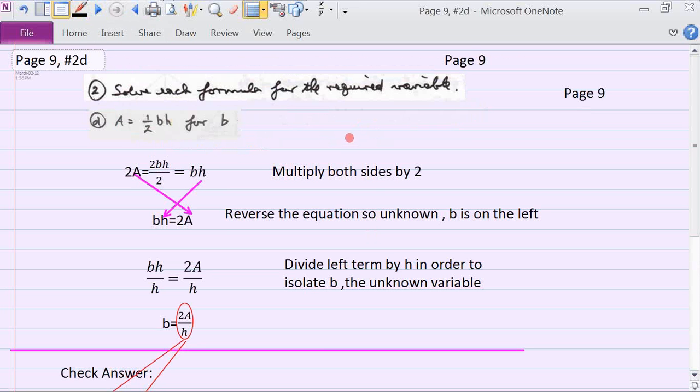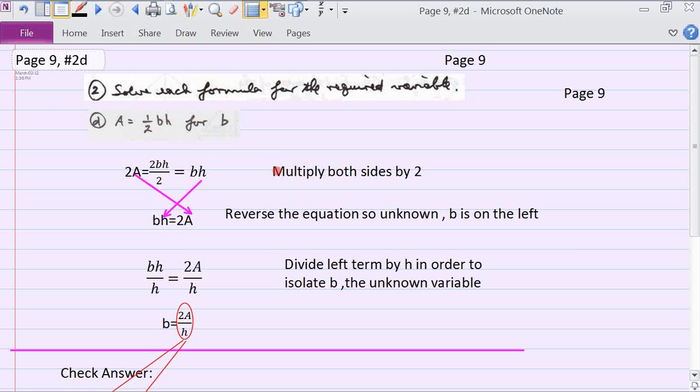Now 2D, we're told that the area is 1/2 times BH. This is the area for a triangle, so we know the height or the altitude. The area is 1/2 base times height, but we don't really need to know that for this because this is just solving for a variable. So we have to solve for B. But B is right here. It's on the right side.